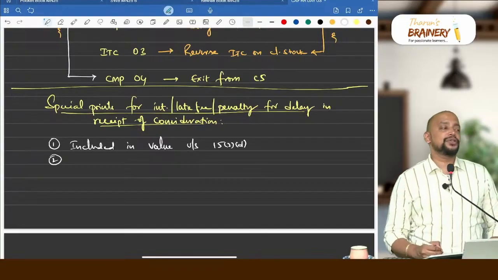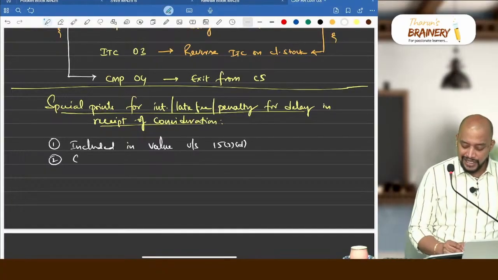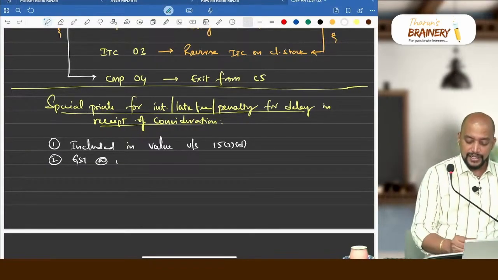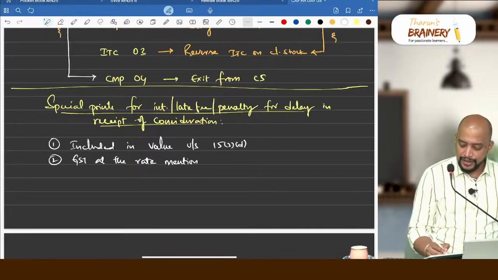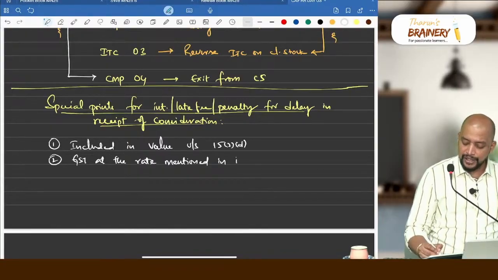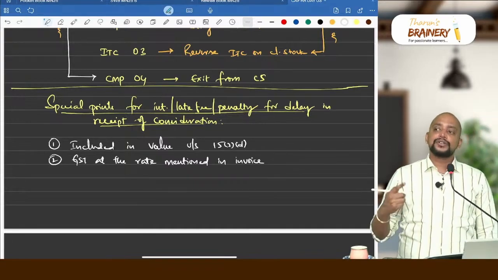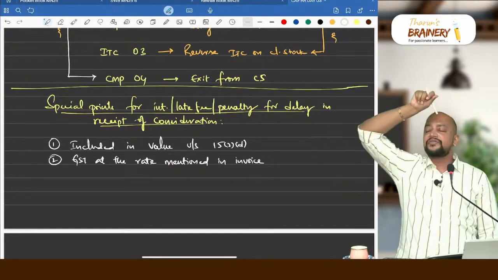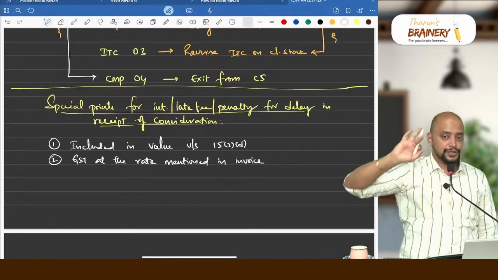What is the rate applicable to this interest? There is no separate rate that is applicable to this interest. GST at the rate mentioned in invoice. So definitely you are not making the payment, for that only this interest is collected. So for that invoice, whatever is the GST rate, for example 12% means this interest also 12%. If in the invoice 18% is there, this interest also 18%. If in the invoice it is exempted, this interest also will be exempted.